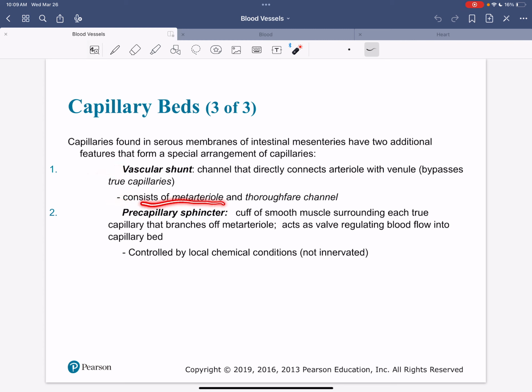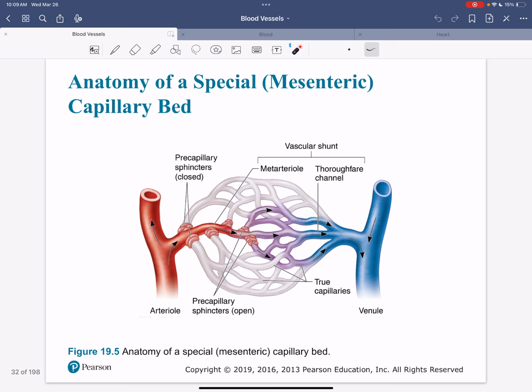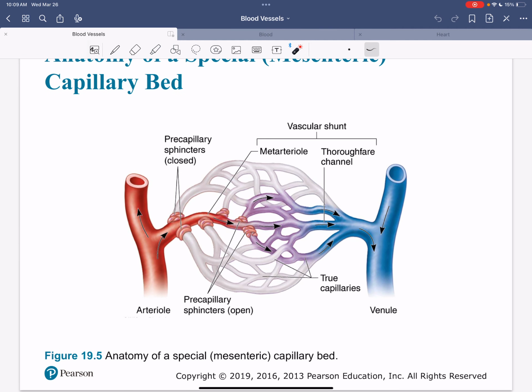So these are two components of what we're going to consider the vascular shunt. Now, there are these precapillary sphincters, and these are awesome. They're these little rings of smooth muscle that surround each capillary as it branches off this thing that we're going to see in a second called the meta-arteriole. This acts as a valve that regulates blood flow in there. This is controlled by local chemical conditions and is not innervated. So let's have a look at this. Now, remember, this is not happening in every capillary bed. This is a special group, like the mesenteric capillary beds.